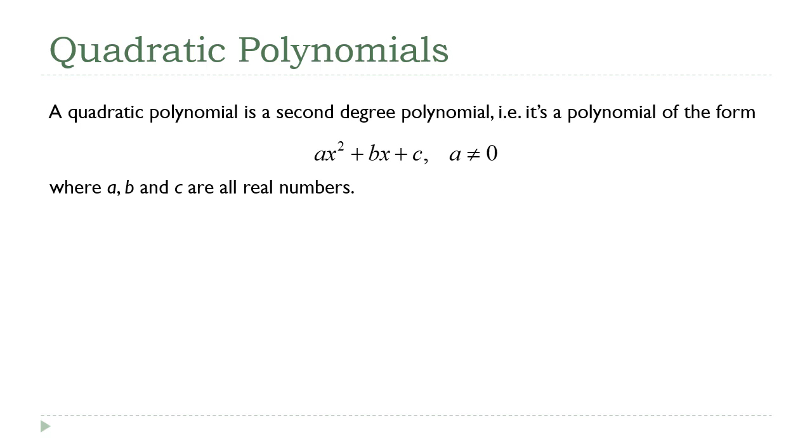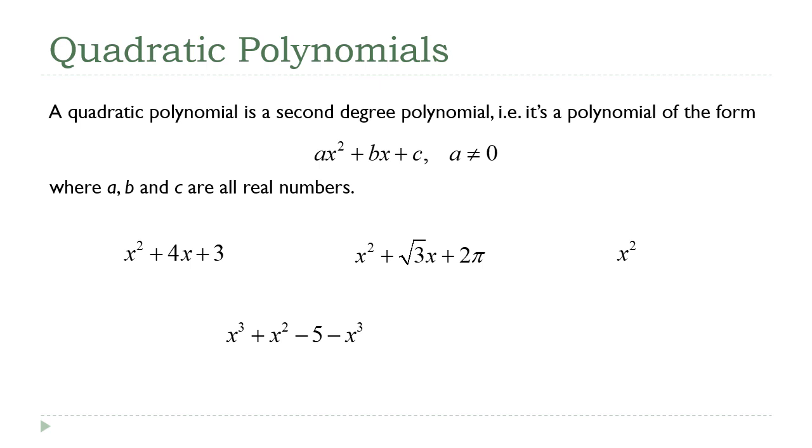So let's look at some examples here. This expression is a quadratic polynomial. It's a pretty well-behaved one where the coefficients are just natural numbers. This one is also a quadratic polynomial, even though the coefficients aren't quite as nice, if you will. And finally, this very simple one also meets the definition if we let b and c both equal 0.